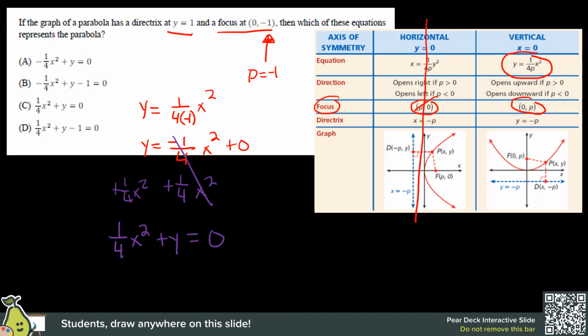So I'll look here. Well, A is no good because it has that negative. B is no good because it has that negative and this -1. Okay, C, there we go. There's our answer. And then D was no good because it has this -1 here. And we are all done.